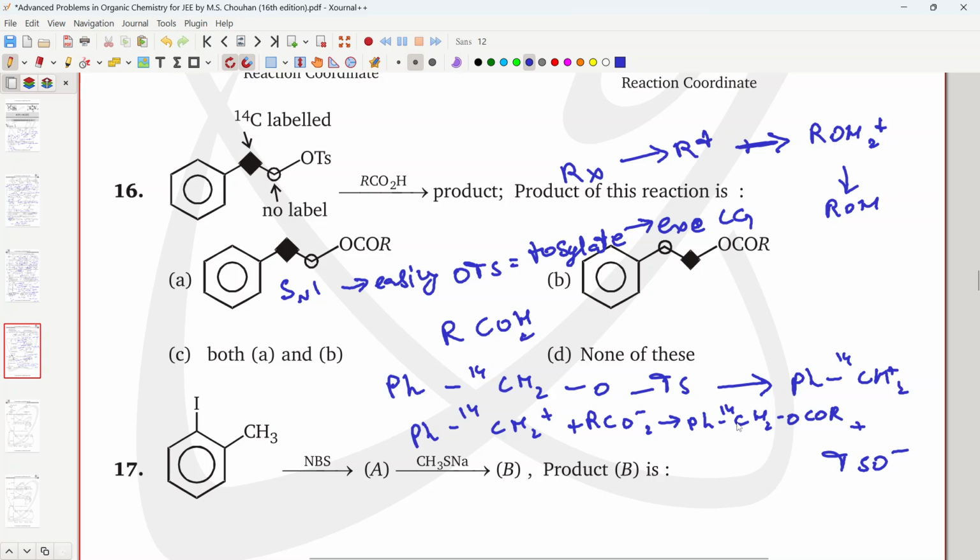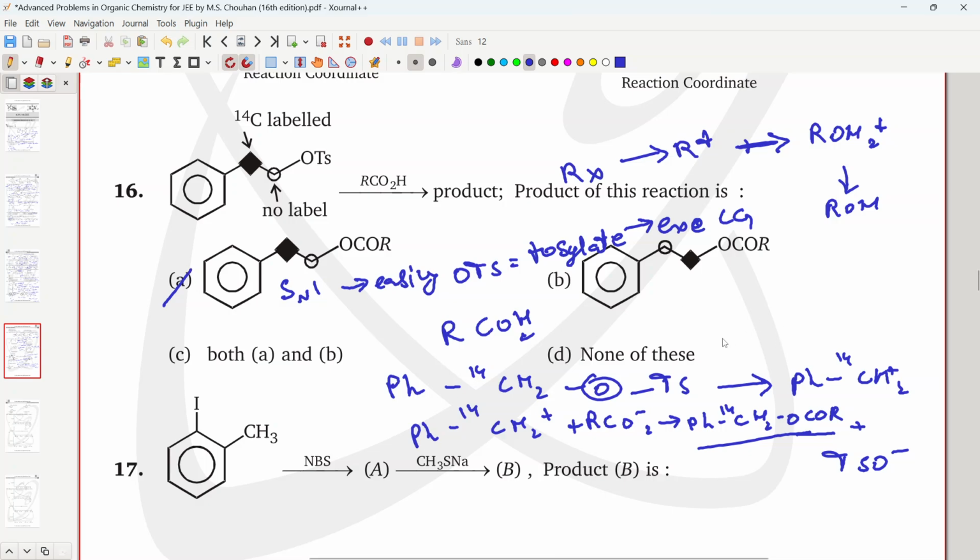The oxygen in the product comes from the carboxylate, not the original substrate oxygen. So track the labels. Initially, the oxygen over here, after SN1, that oxygen leaves with TsO minus. Then the product is this, where the oxygen is supplied by the carboxylate. The 14C remains attached to the benzylic carbon, and that corresponds with option A.